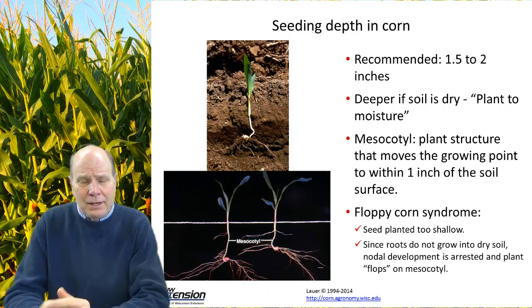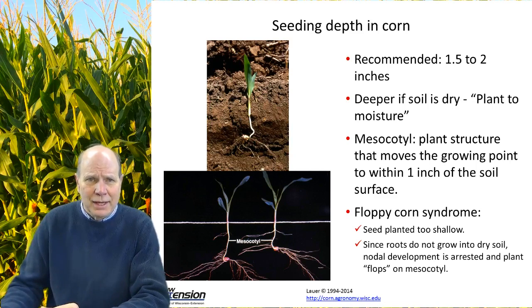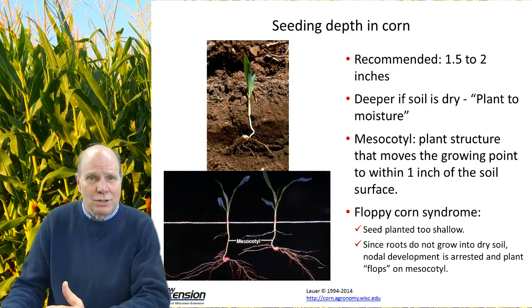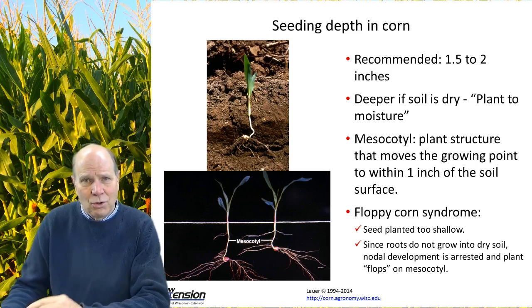And in Wisconsin, it's not so much of a big deal, but as you go west, where you have a lot of dry conditions, you can have something called floppy corn syndrome. Roots will not grow in the dry soil. So these seminal roots and nodal roots, if that seed piece is laying right on the soil surface and it dries out, those roots will not develop. And what it'll do then, the plant will just basically flop around on this mesocotyl structure until moisture occurs, and those roots then grow into that soil profile a little bit.